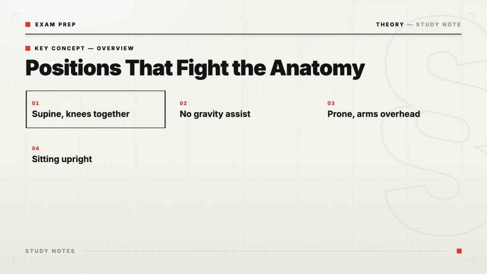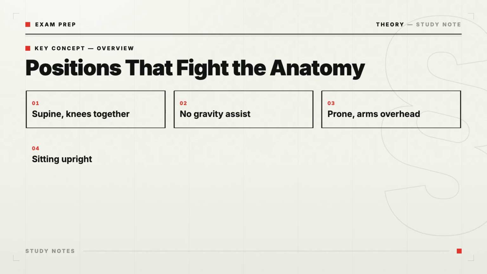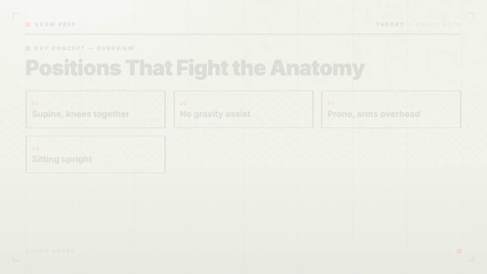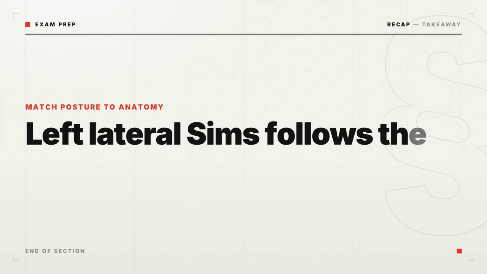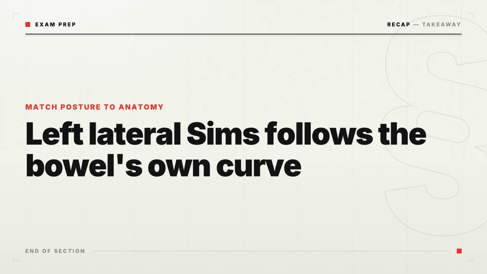Other positions fight this anatomy. Lying supine gives no gravity-assisted, awkward access. Prone leaves the nurse unable to watch the patient, and sitting upright lets gravity pull the solution right back out before it can work. Whenever a procedure sends fluid into the rectum and colon, remember the sigmoid's leftward curve. Left lateral Sims lets gravity and anatomy work together for a gentler, safer enema.